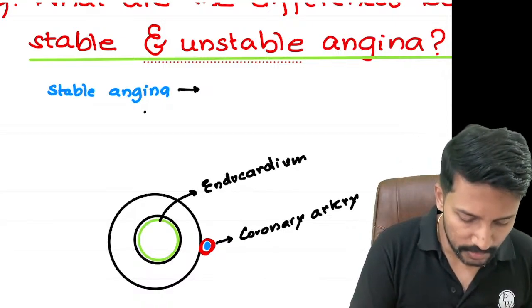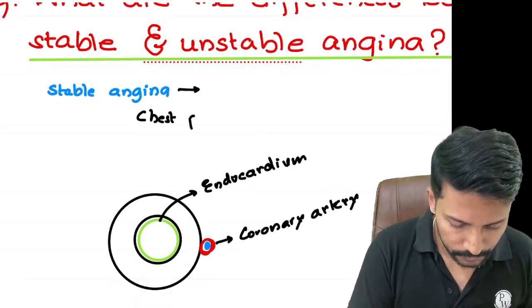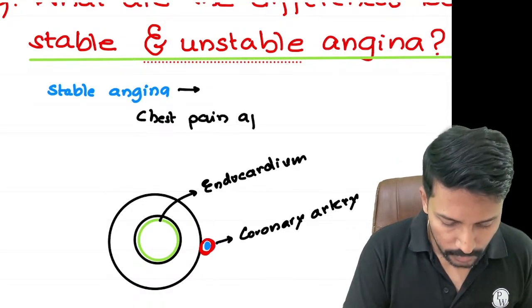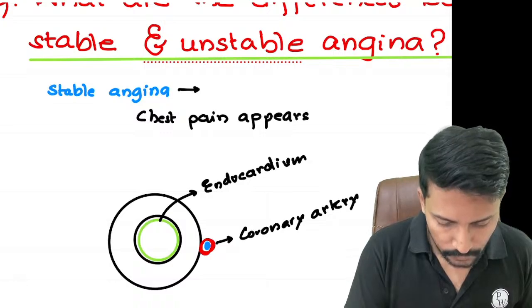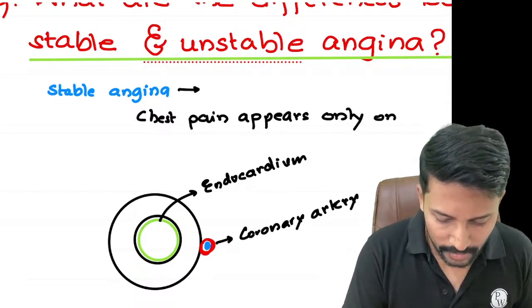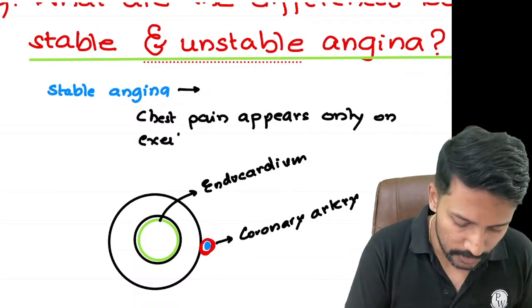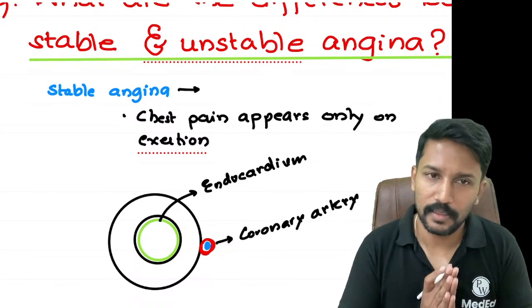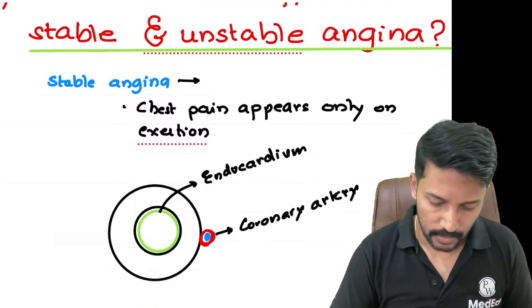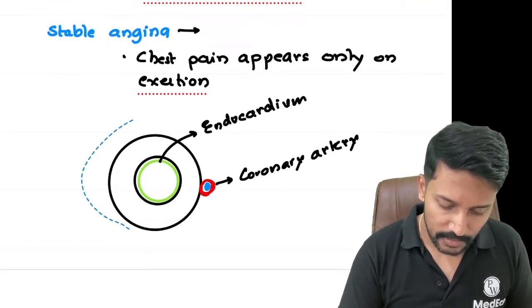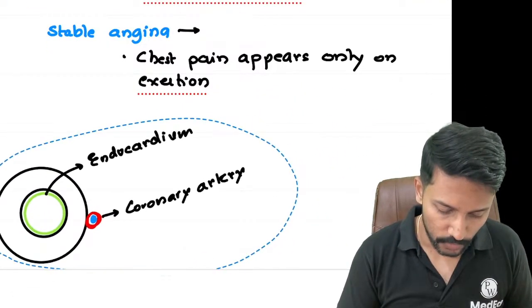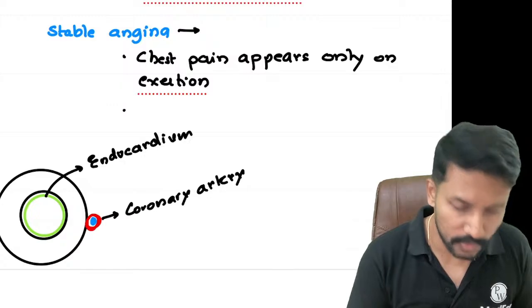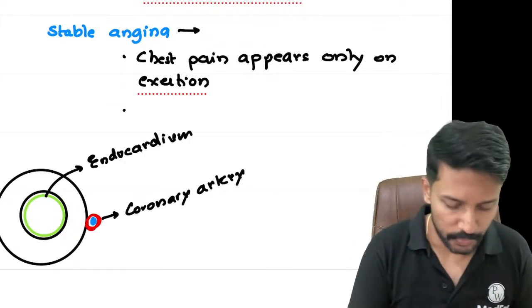So in stable angina, chest pain appears only on exertion. That is the first and the most important point. It is not there at rest. And then once he takes rest, the myocardial oxygen demand is again met. So what will happen to the chest pain? It will disappear, right?